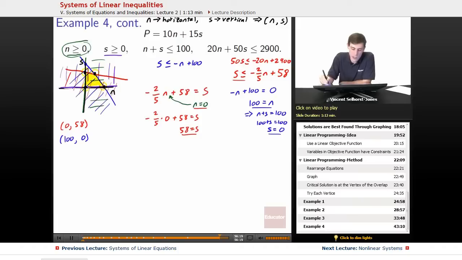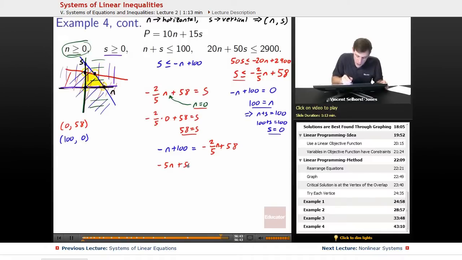Finally, we could also have the possibility of the blue and the red lines intersecting. So if we had -N plus 100 equal to -2/5 N plus 58, we can multiply everything by 5 just to make it a little bit easier on us. -5N plus 500 equals -2N plus 290. We turn to a calculator, figure out what 58 times 5 is, and we get 290.